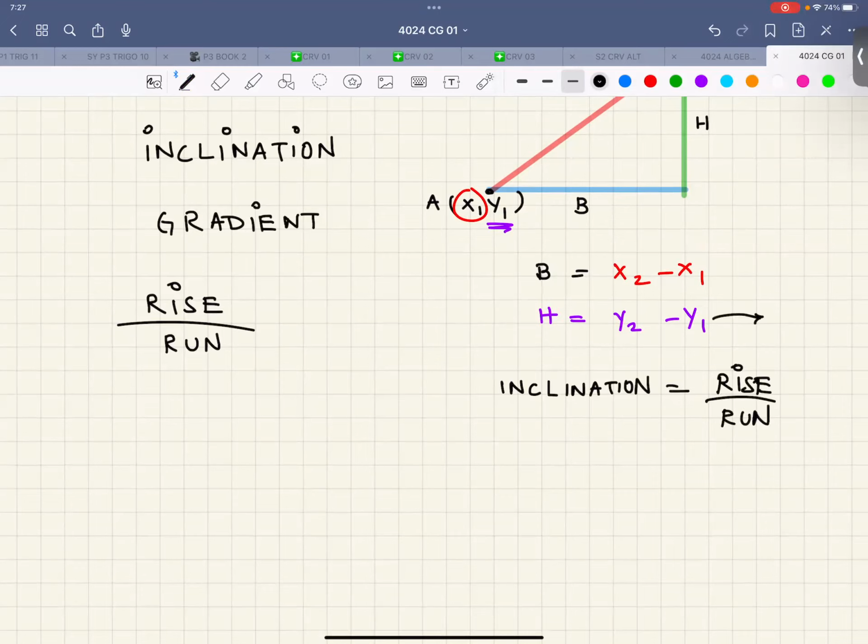This height is the rise, the change in y. This run is the base. So let me write this thing as run. Height is known as the rise. So this one is the rise. This one is the change in y. Run, that is the change in x.